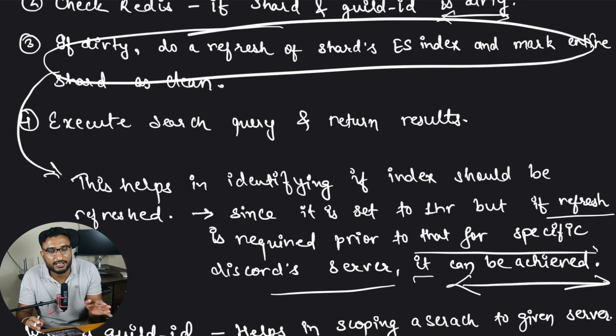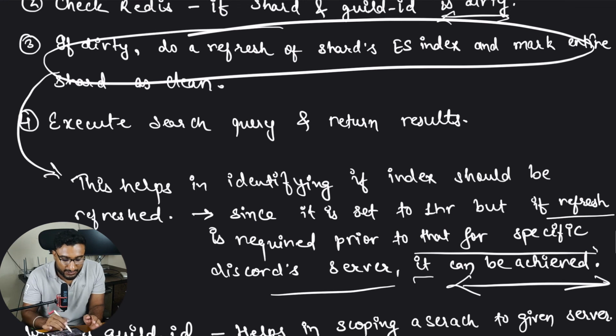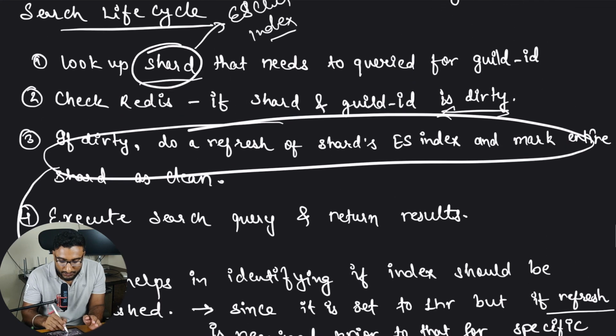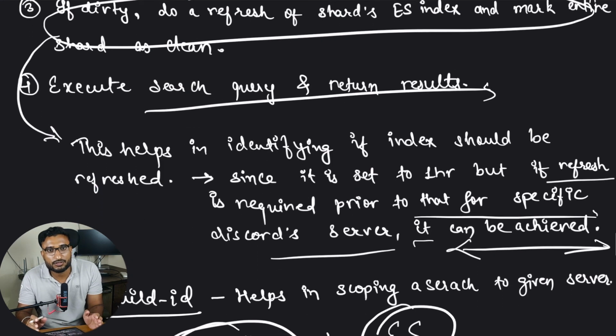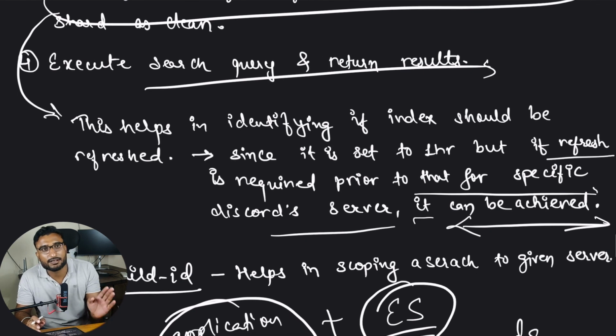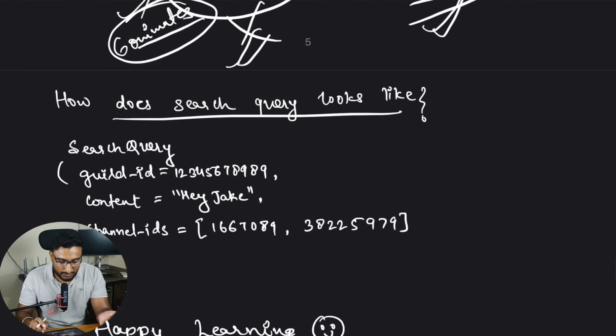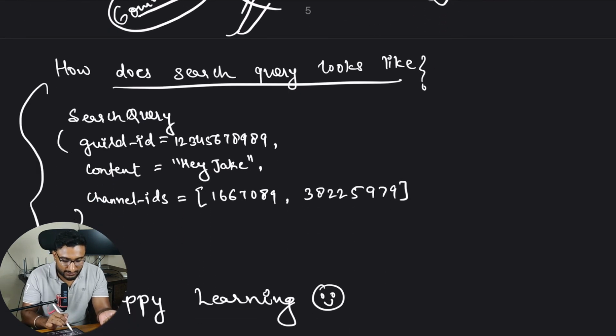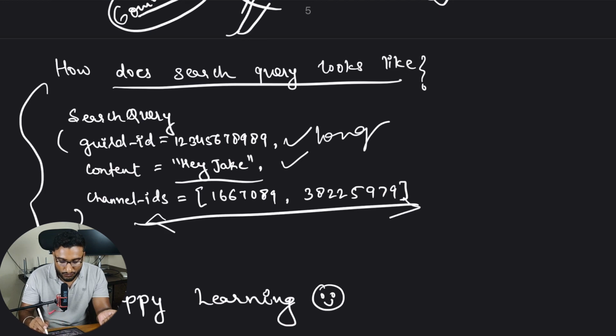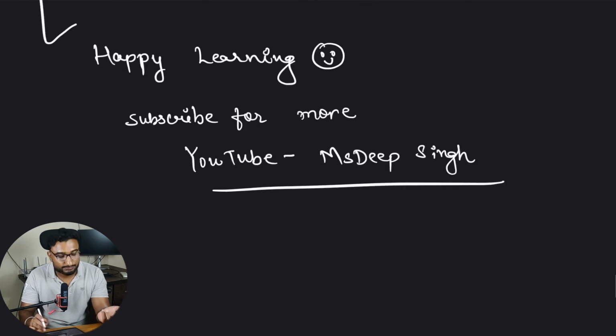So the worker thread will have these 3 responsibilities which we earlier talked about, and once you have those details, you will execute the search query, and whatever results you got, you can return those results, and then they can be handled in the client application. However, they have to be reflected to the final user. So this is your search query. You provided guild ID, which is a long value, this is your content, what you are searching, and these are your channel IDs on which you want to search for this particular message.